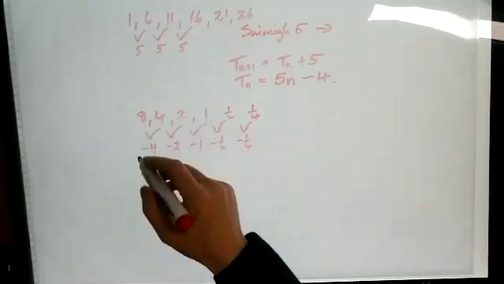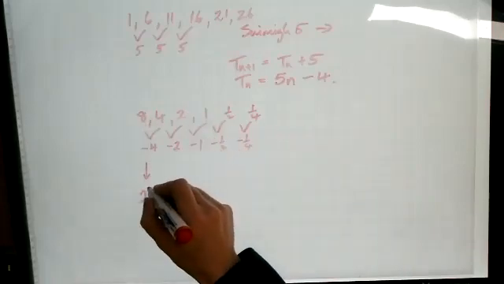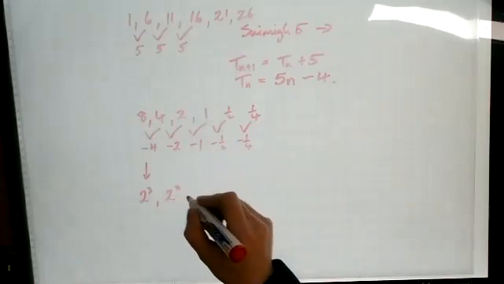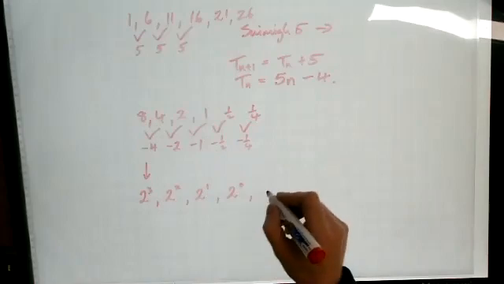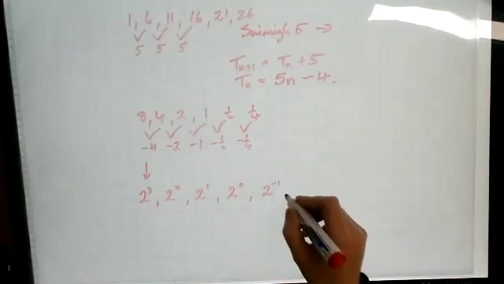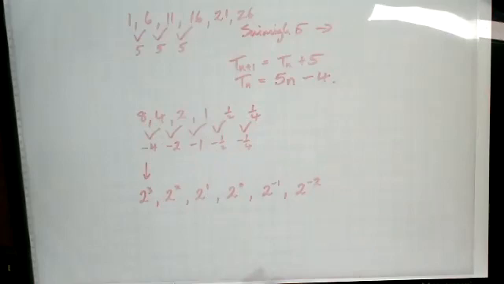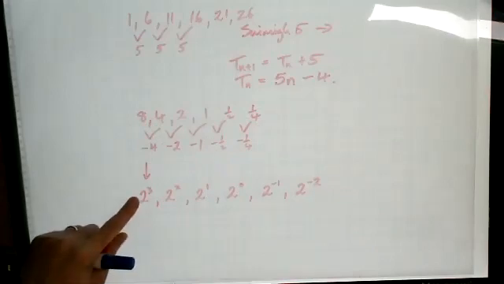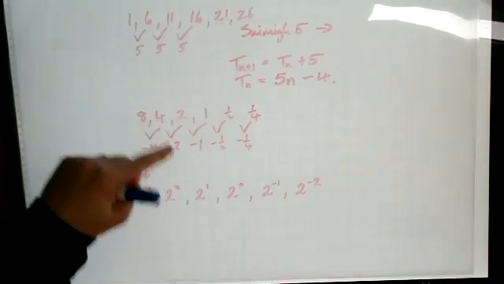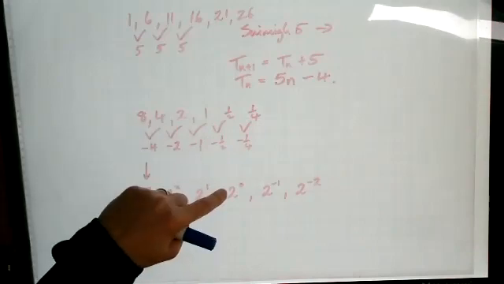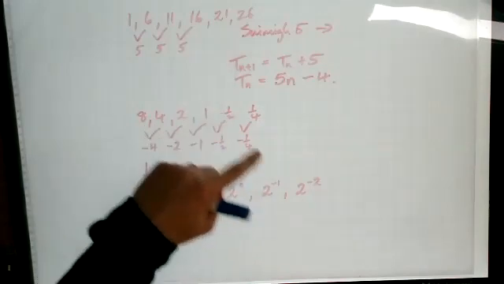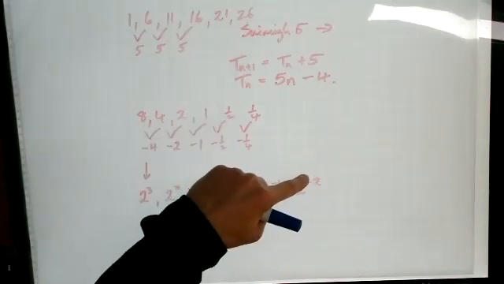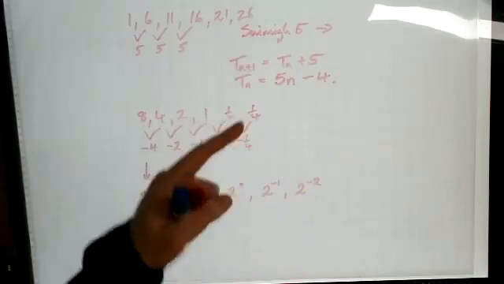Okay, so let's write it out: 2 to the power of 3, 2 squared, 2 to the power of 1, 2 to the power of 0, 2 to the power of -1, 2 to the power of -2. Because 2 cubed is 8, 2 squared is 4, 2 to the power of 1 is 2, 2 to the power of 0 is 1, 2 to the minus 1 is a half, 2 to the power of minus 2 is 1 over 2 squared, which is 1 over 4.